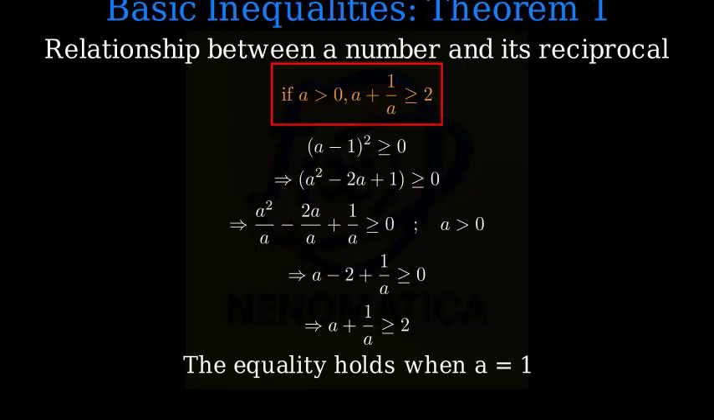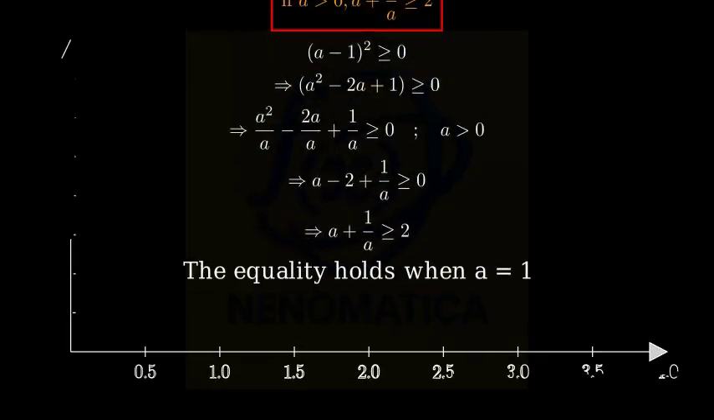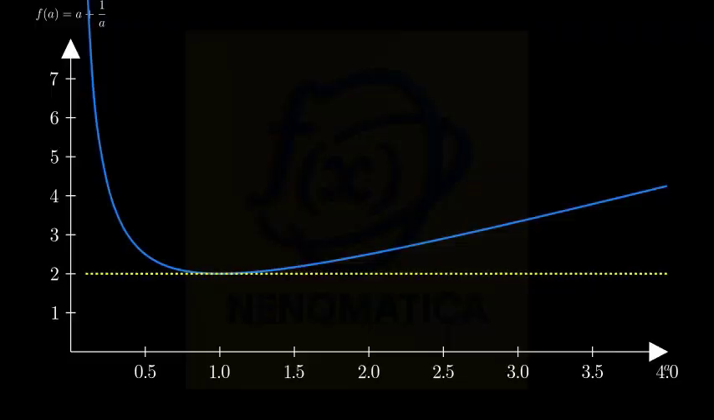Let's visualize this inequality with a graph. We'll plot the function f(a) equals a plus 1 over a for values of a greater than 0. Notice that the function reaches its minimum value of 2 when a equals 1, and as it moves away from 1 in either direction, the function value increases. This confirms our theorem. a plus 1 over a is always greater than or equal to 2 when a is greater than 0, with equality when a equals 1.